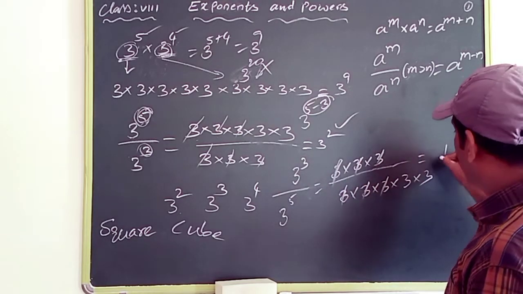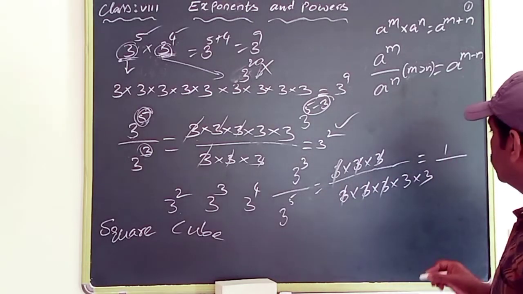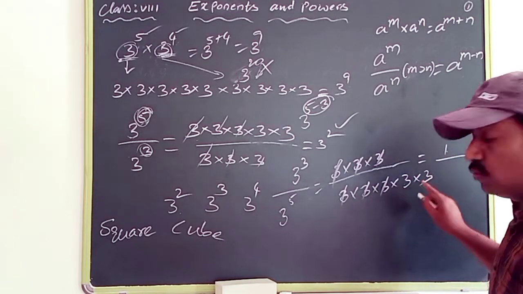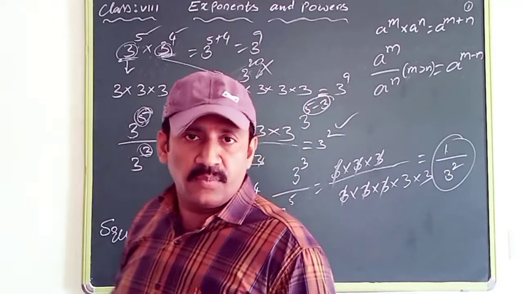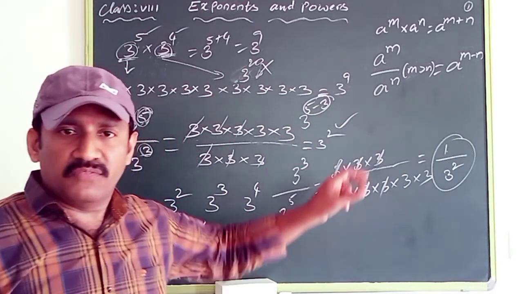Then what did you find out here? 1 divided by 3 into 3 means 3 power 2. 1 divided by 3 square. That means, can you tell me one more formula from this? The condition is the same.